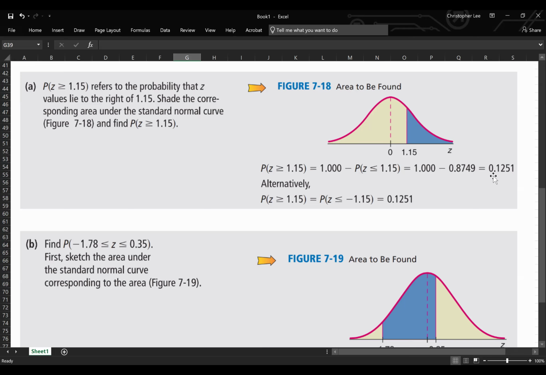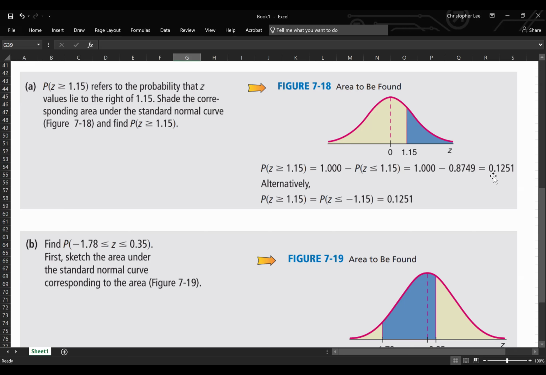Questions on this? If it was less than, just copy whatever's on the table and you're done. But if it's greater than, you do 1 minus. Good?